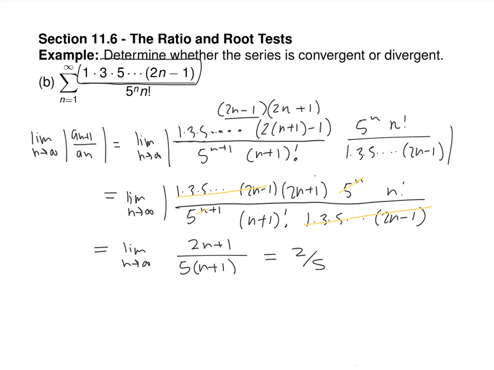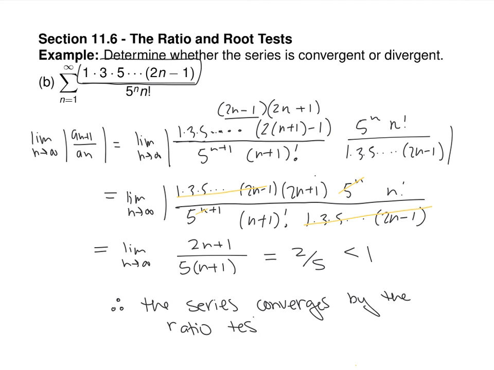And you think, okay, geometric series converges if the r is less than 1. Well, this is less than 1. Therefore, the series converges by the ratio test.